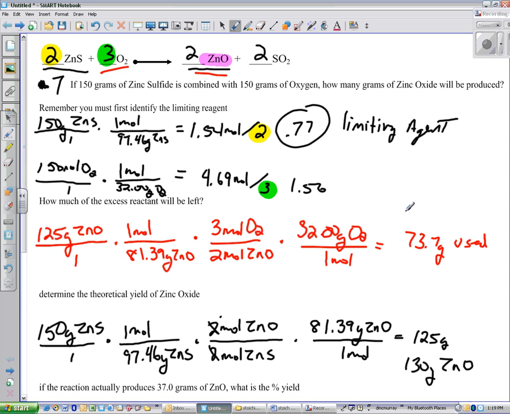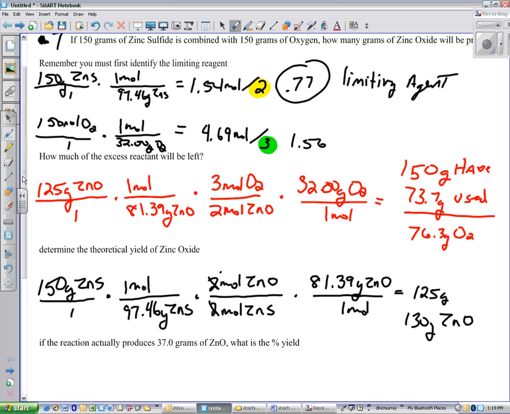So now we need to subtract from 150 grams that we have. And when we do something like that, we end up with 76.3. And that's the amount of oxygen that we have left. Last but not least, let's find out the percent yield.